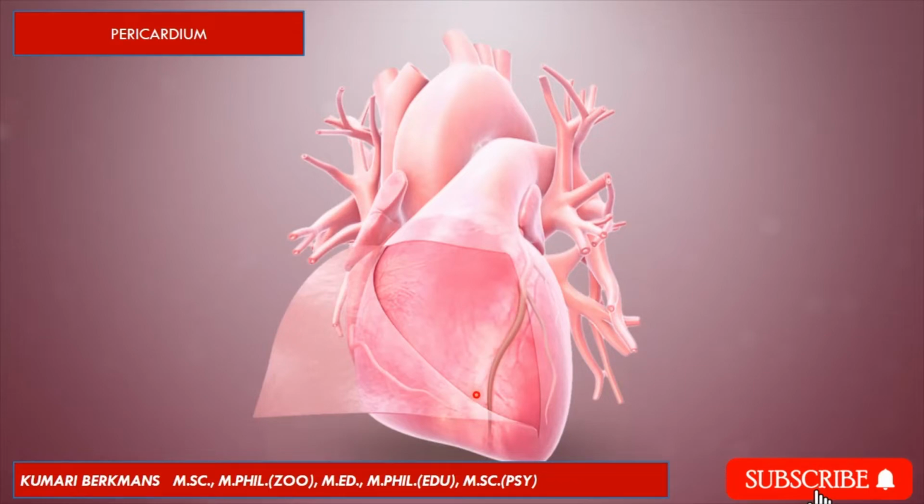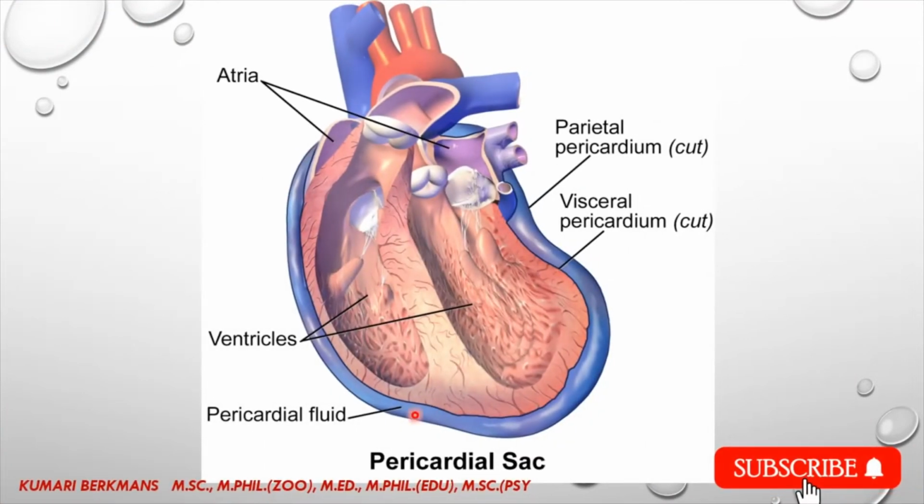Now let us see how this pericardium is double layered, how this double layer is present and what is filled inside the pericardium. You can see here, this is the pericardium. This is the outer layer, called the parietal pericardium, and this is the inner layer, called the visceral pericardium, and in between you can see a space. The space is filled with a fluid called pericardial fluid.